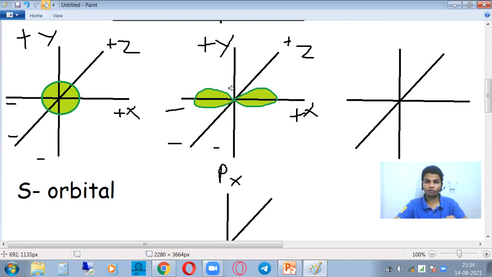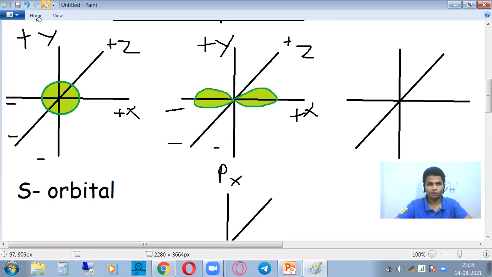If I talk about the y-axis, can you find the electron? If I'm talking about the px orbital, only on the red portion you can find the electron. Here there will be no electron. On the z-axis as well, there will be no electrons. Only on the x-axis. If there is a question in the examination that in the px orbital on which axis you can find the electron, the answer must be x-axis.